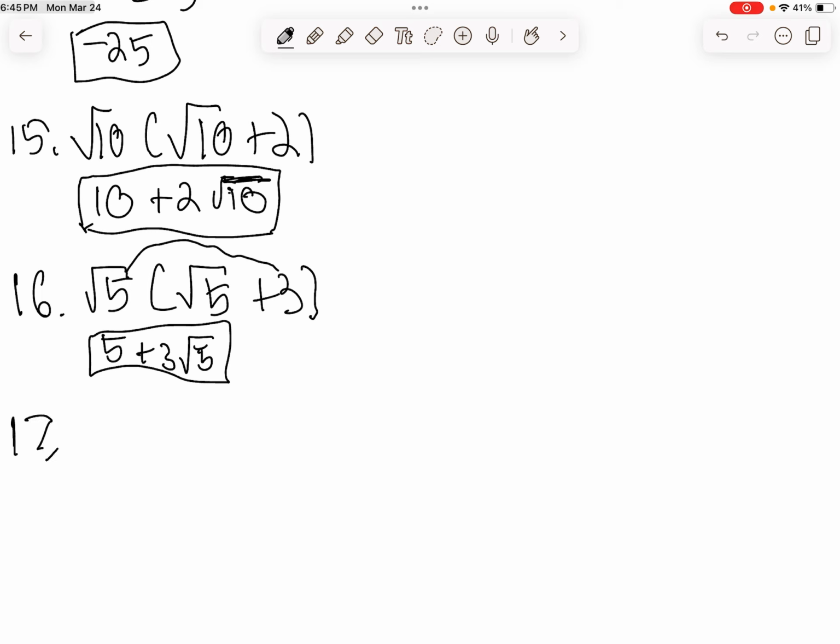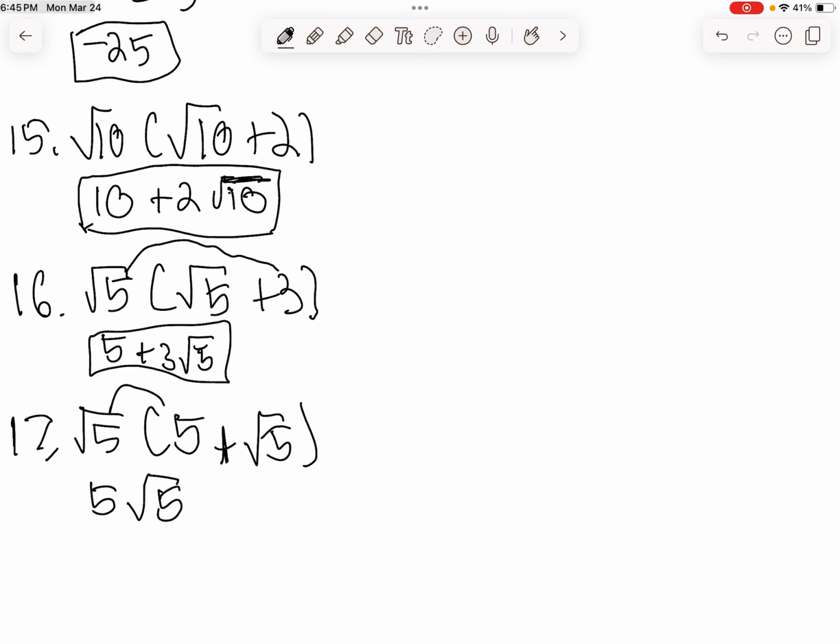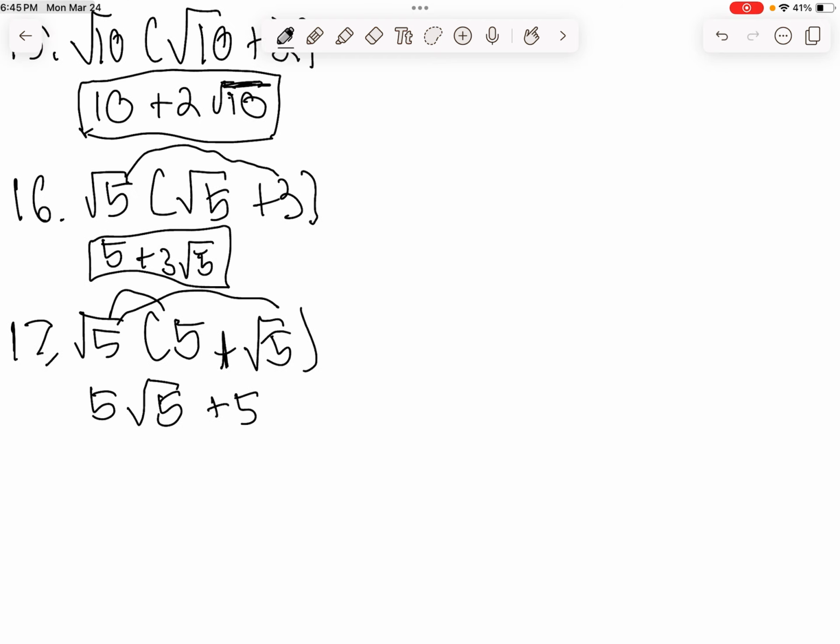17 is trying to trick you, but don't worry. It's the same thing we did for the last 2 problems. So square root of 5 times parentheses 5 plus square root of 5. Multiply this, you'll get 5 square root of 5, which can't be simplified. Multiply these, you'll just get 5. If you want to be really fancy, you can factor out a 5, technically speaking. It'd be 5 times the square root of 5 plus 1. But I don't know if you have to do that, so one of these two is your answer, depending on your teacher, I suppose. I'm just going to leave it as this, because I already did it.